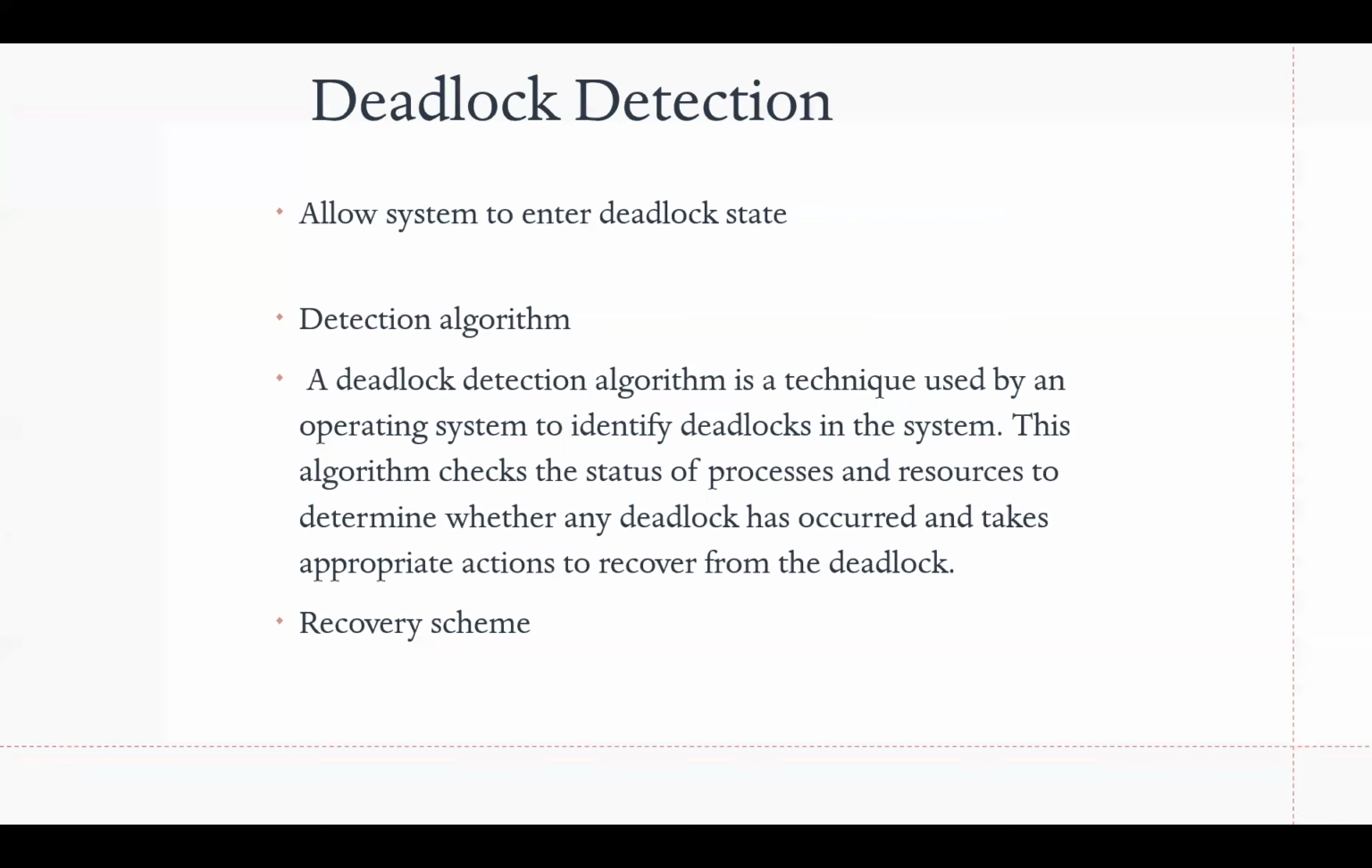So deadlock detection basically allows the system to enter into the deadlock state. The detection algorithm is a technique used by an operating system to identify deadlocks in the system. This algorithm checks the status of the processes and resources to determine whether any deadlock has occurred, and takes the appropriate action to recover from that deadlock. That appropriate action to recover from the deadlock has to be taken care of by the recovery scheme.